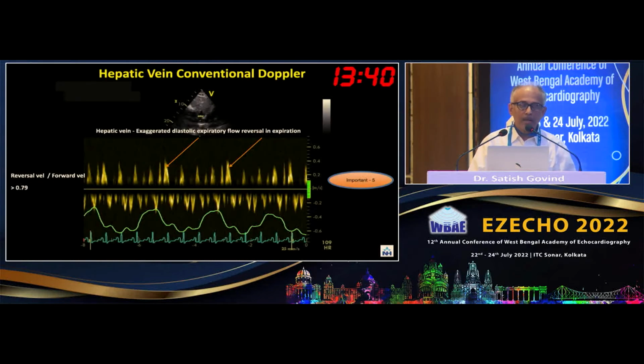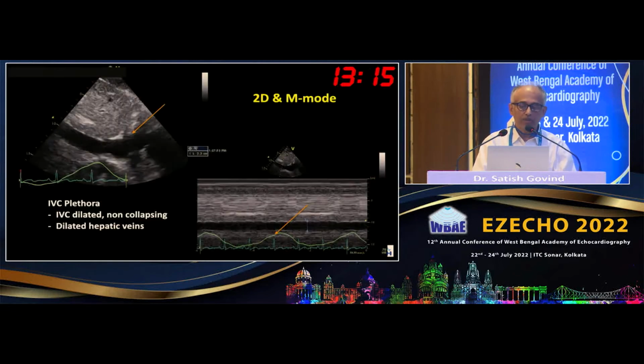Then the other last important point is the hepatic vein Doppler sampling. You can see the exaggerated diastolic flow reversal. This is typically during expiration. You can see that with every respiratory variation, you see this prominent one. So this is again another one, again an objective way of looking at it. You can measure both the expiratory forward flow as well as the backward flow, and then you get this number. So that's an objective way of looking at it.